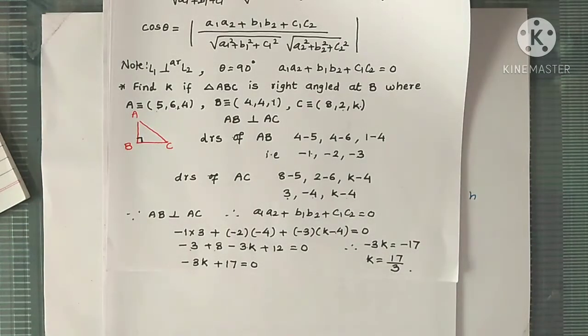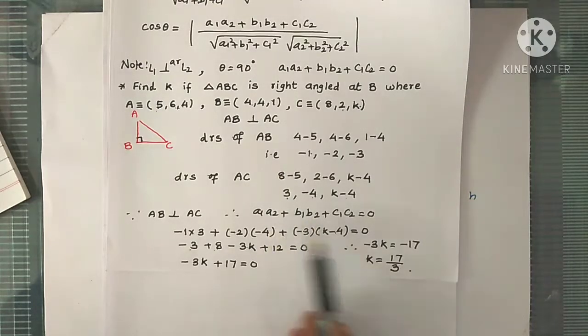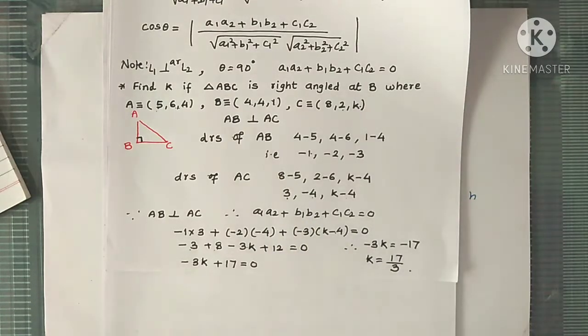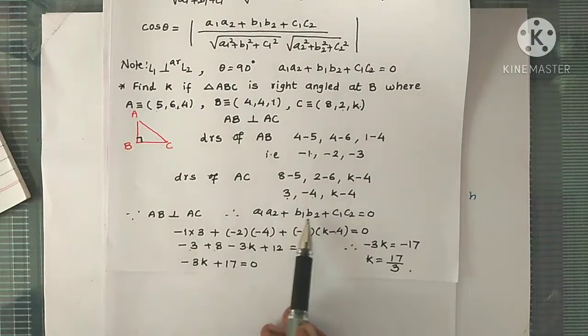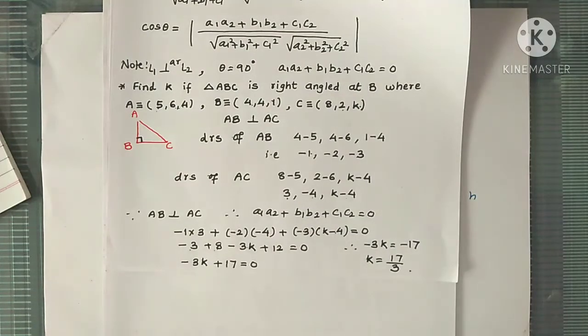So this question carries 2 marks. Finding the direction ratios and solving this equation, these 2 steps carry 1 mark each. But it is a really very simple question. We just have to remember the fact that if 2 lines are perpendicular, then a1 a2 plus b1 b2 plus c1 c2 is 0.